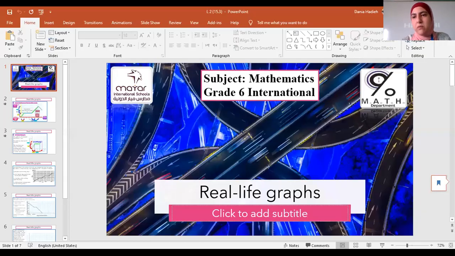Yesterday we talked about the timetable. Today we're going to start reviewing the real life graph, okay? And also yesterday I mentioned that we have a booklet.